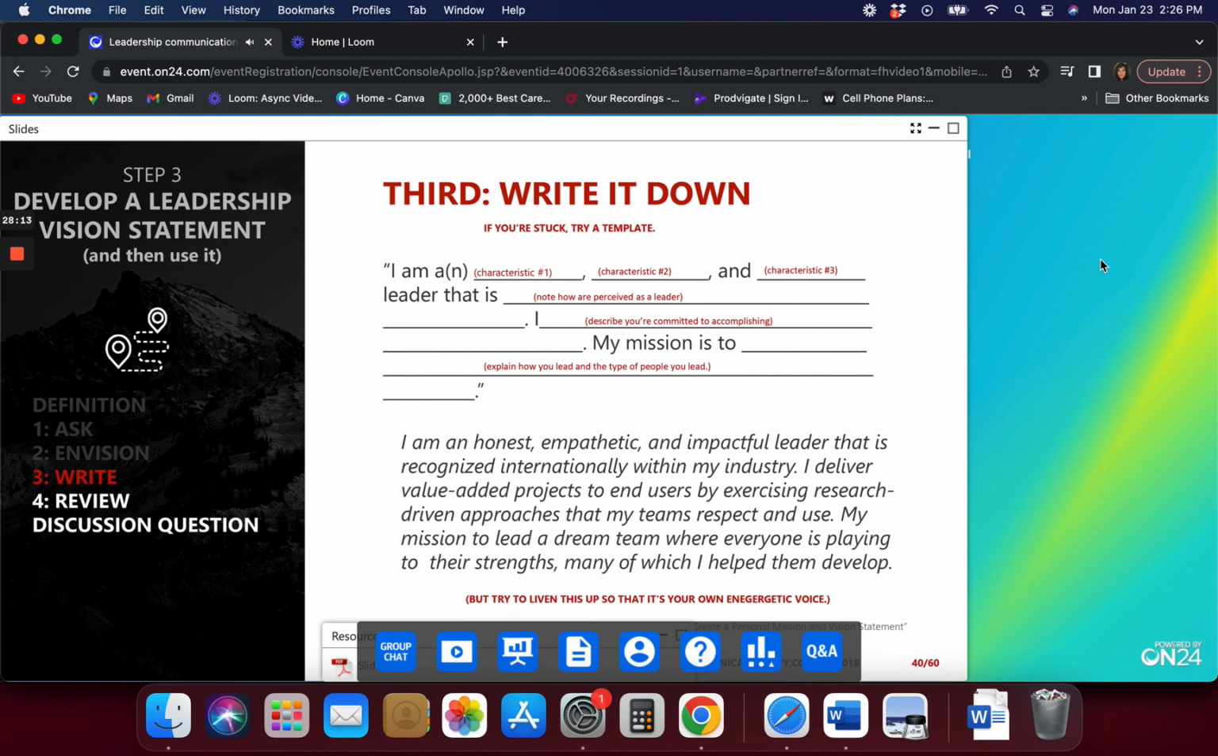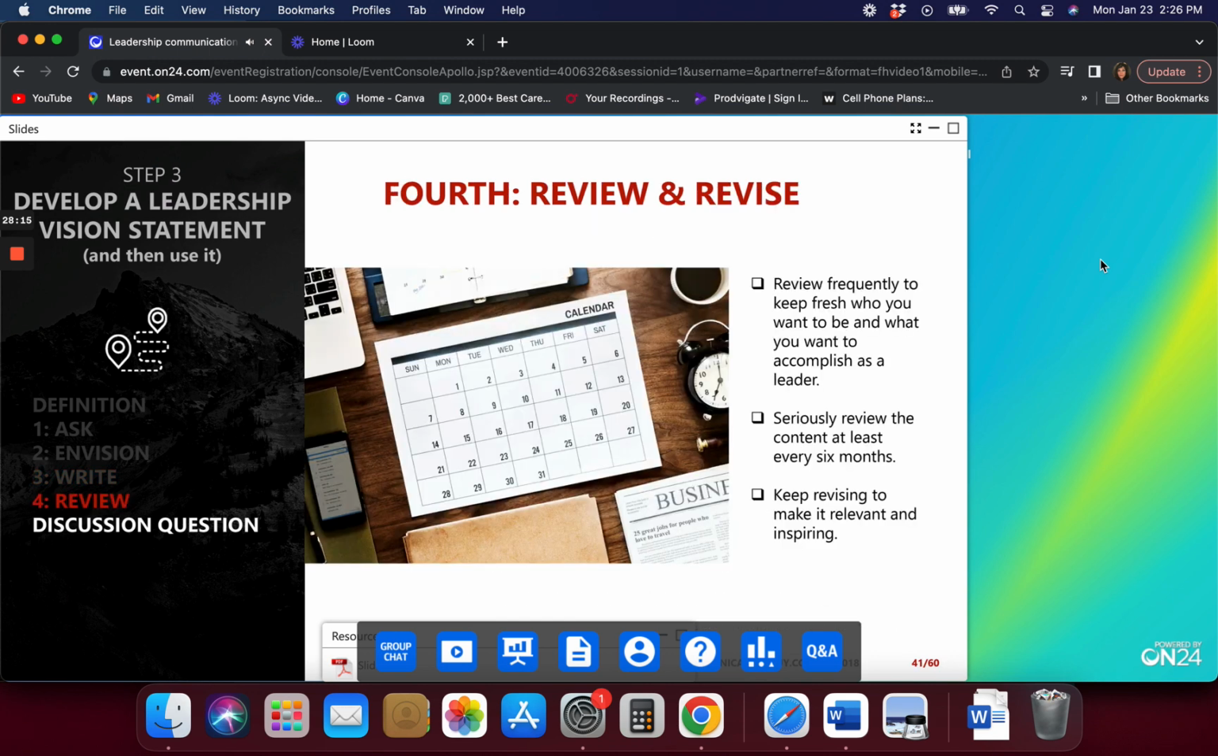So once you have that written down, then you just review it and revise it. Review it frequently. I would suggest looking at it maybe once a week, so it's fresh on your mind. And then seriously review about every 6 months. So, as times change, as your employees change, as you get better as a leader, and you need to get better in other areas, just keep revising it and improving it. If you can do this, you'll find yourself becoming a better leader. And you'll notice that this self-communication actually makes you a better communicator in the workplace.